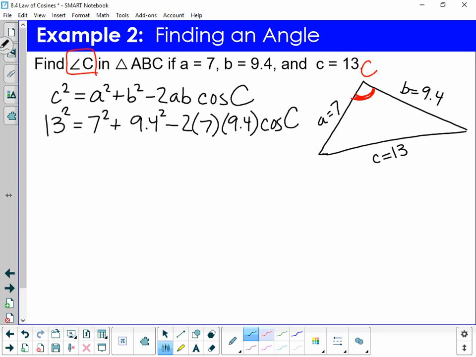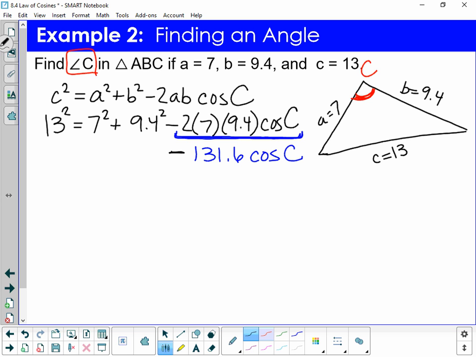Now, as we're solving this one, it's a little bit less straightforward. It's really important to realize that all of these items over here are actually one term. They are right now linked together. It's a cosine of C and it has a coefficient. So I'm going to calculate that coefficient for C really quick. It's 2 times 7 times 9.4, and that's 131.6 cosine C. That has to stay together.